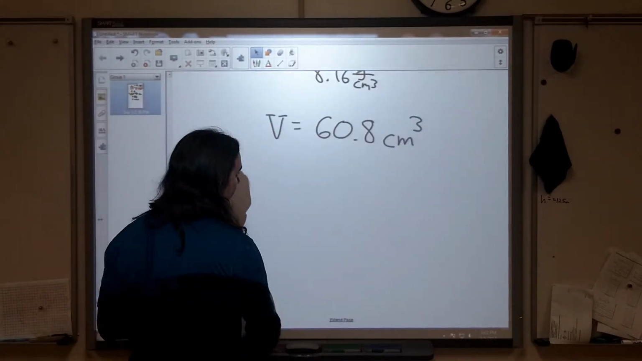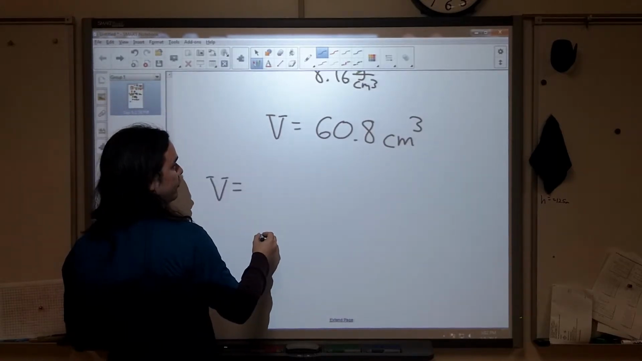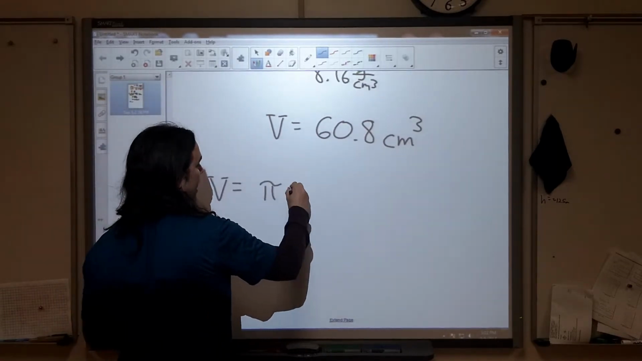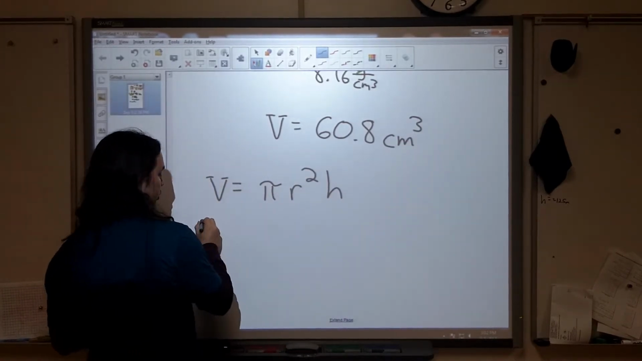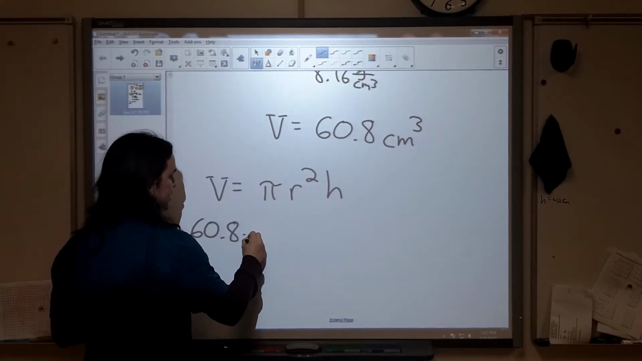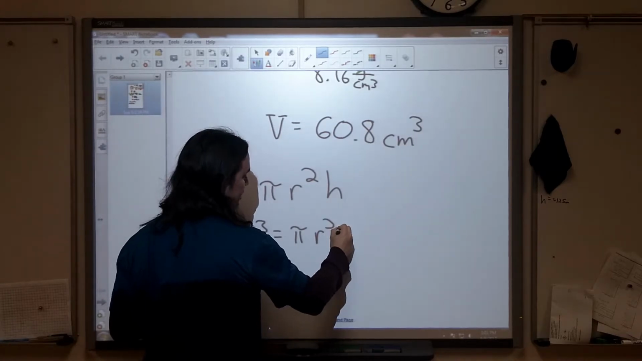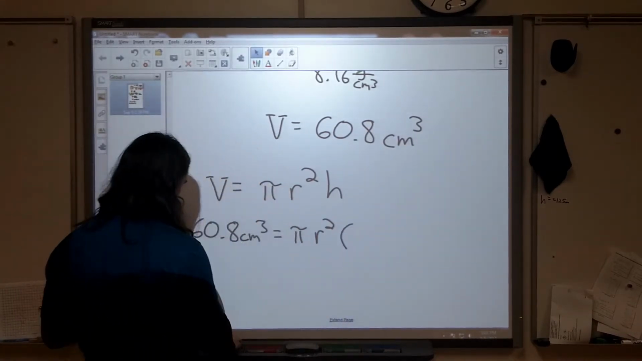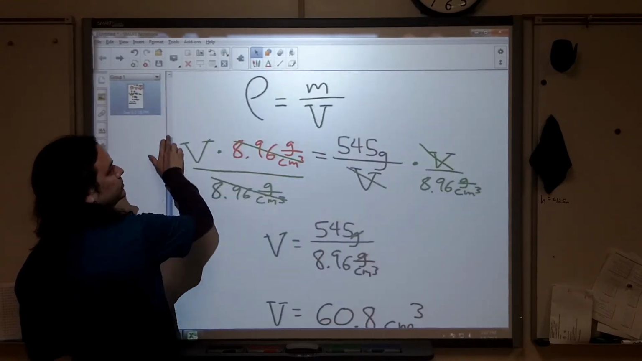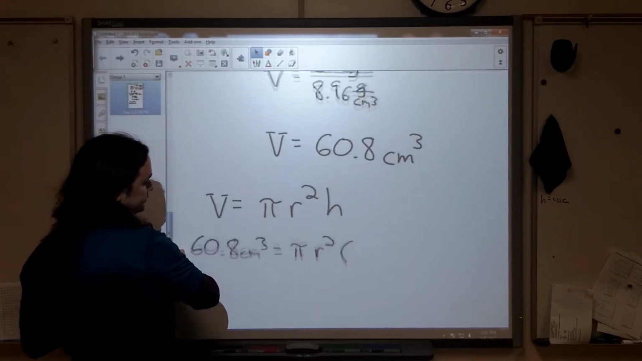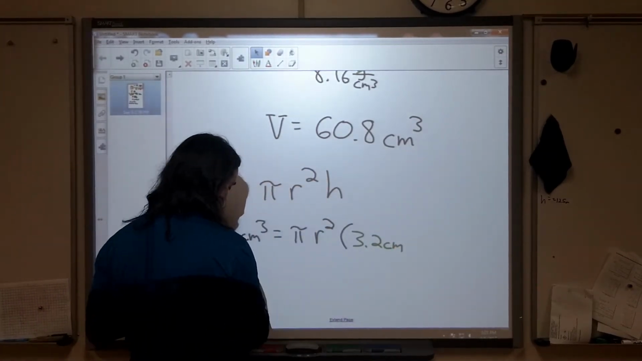Great. Now, because I want the radius, let's bring in something that we worked with in class. The volume for a cylinder is equal to pi r squared times h. Well, let's fill in what we know. We know that the volume is 60.8 cubic centimeters, and that is equal to pi times radius squared times our height, which I believe was 3.2 centimeters.